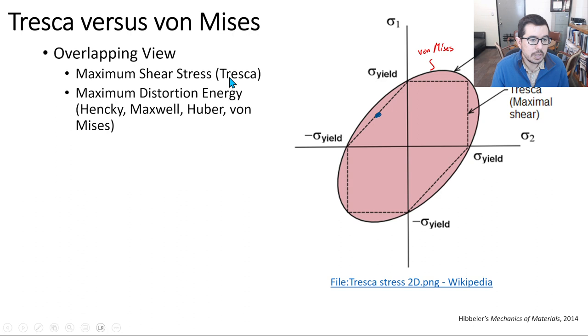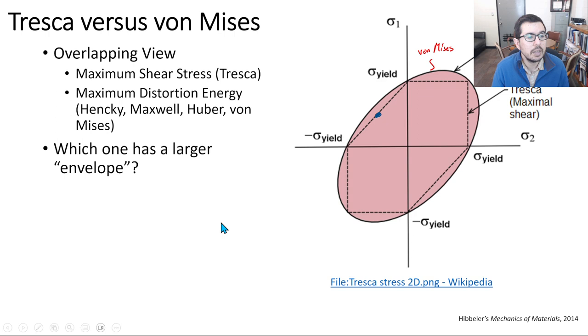We know that Tresca is maximum shear stress, okay, and that's using this diamond inside. You can look at session 22 for review if you like. Maximum distortion energy is given by this ellipse. This is actually that sigma y squared is equal to sigma 1 squared minus sigma 1 sigma 2 plus sigma 2 squared. Okay, so the one that has a larger envelope is actually the von Mises. Okay, it's this one.